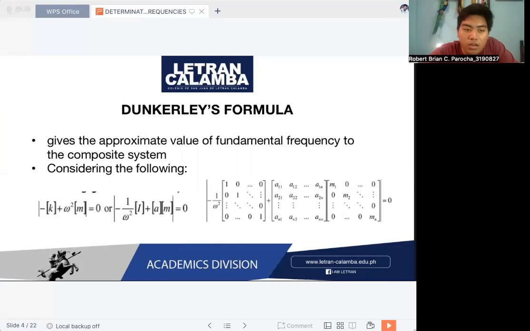Dunkerley's formula gives the approximate value of the fundamental frequency of a composite system. It also considers the following general n degree of freedom system, shown in the equation on the left side. And for a lumped mass system with a diagonal mass matrix, the equation becomes this one.